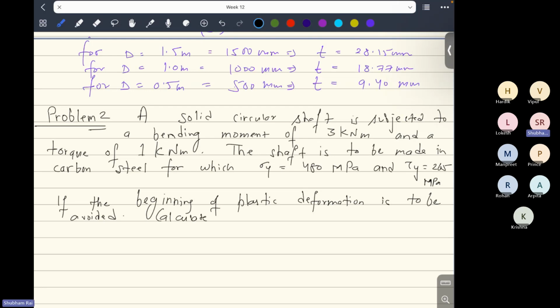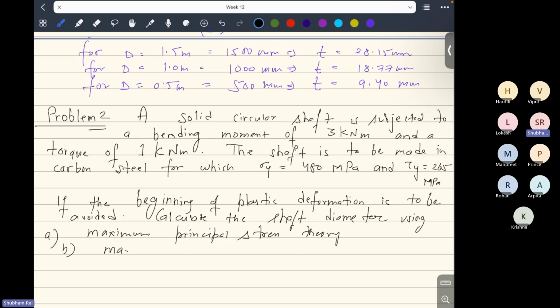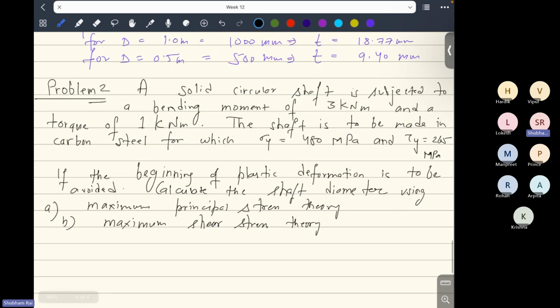So you have to calculate the shaft diameter using, first, maximum principal stress theory, second, maximum shear stress theory, and third, distortion energy theory.